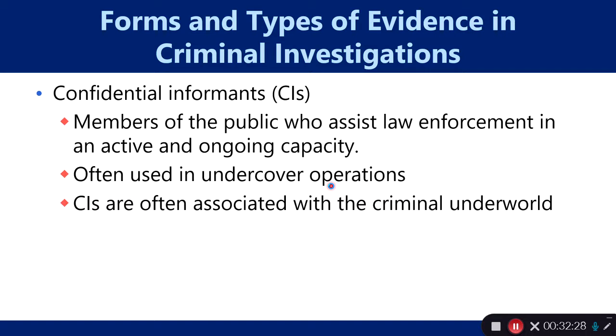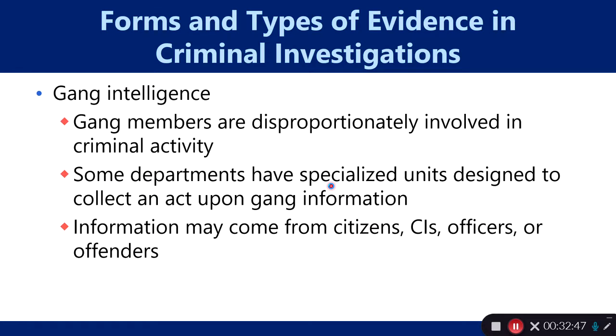They'll catch some low-level person and then say, we don't really want you. We want the person that you got the drugs from. And then they'll try to go up the ladder from the low-level dealer to the higher up, until they get to the supplier, by using each person as a confidential informant as they go up the line.